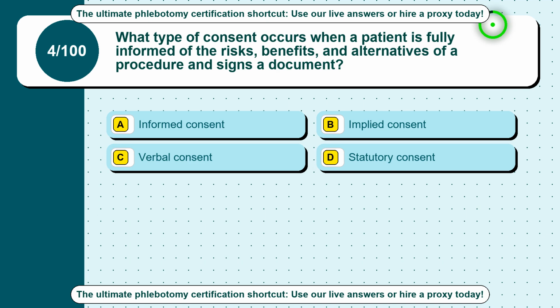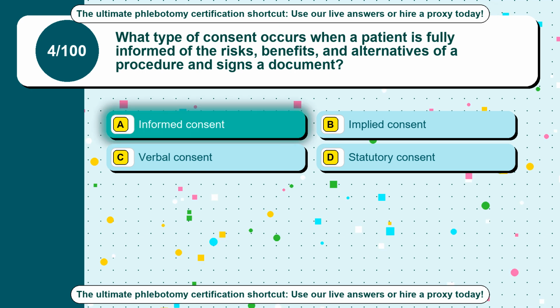Question 4. What type of consent occurs when a patient is fully informed of the risks, benefits, and alternatives of a procedure and signs a document? Option A. Informed consent. Option B. Implied consent. Option C. Verbal consent. Option D. Statutory consent. The correct answer is option A.